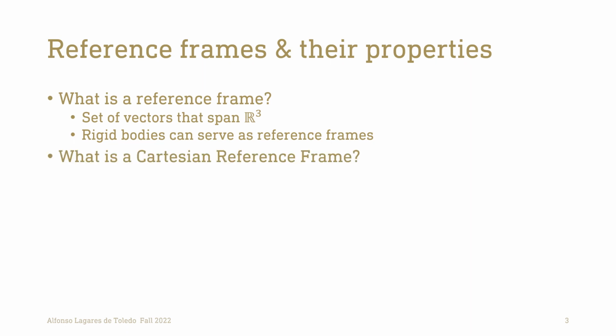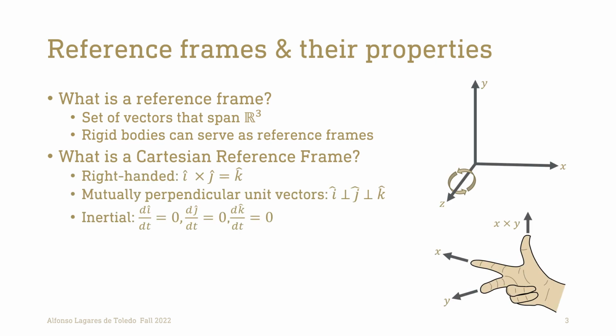Cartesian reference frames are a subset of these reference frames which meet a series of conditions. They are right-handed, meaning that the third vector that comprises them is the result of the cross product between the first two, and that these three vectors are also mutually perpendicular, meaning that they all form a 90-degree angle between each other. They are also usually expressed as unit vectors with length 1. Some Cartesian reference frames are inertial. The reference frame is not accelerating with respect to other reference frames.